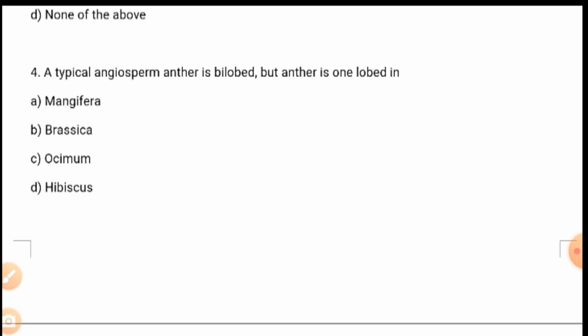Option A, Mangifera. Option B, Brassica. Option C, Ocimum. Option D, Hibiscus. Mangifera is from the Anacardiaceae family. Brassica is from the Brassicaceae family. Ocimum is from the Lamiaceae family, and Hibiscus is from the Malvaceae family. You know, in Malvaceae the anthers are reniform, and if we cut the anther, then we will get only one lobe. Hence, our correct answer is option D.